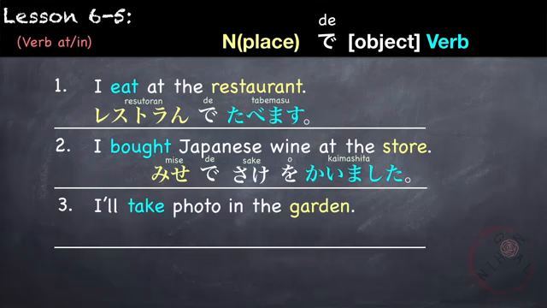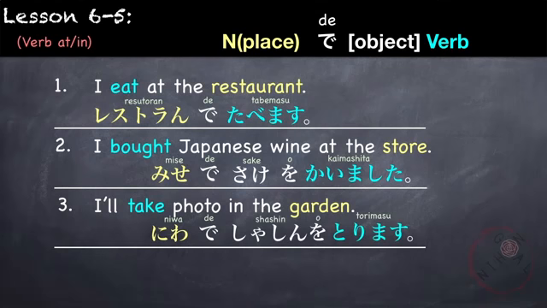I'll take a photo in the garden. Garden means niwa. Niwa de. Photo is shashin. O torimasu. Niwa de shashin o torimasu.